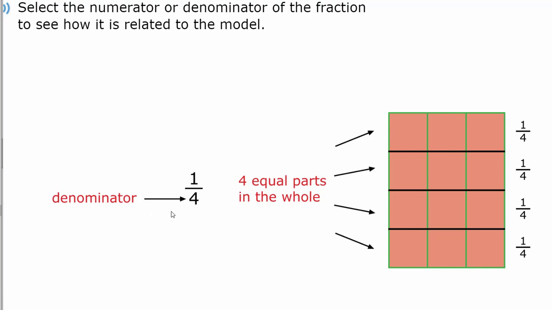Okay, my heroes, the denominator represents the number down here in the fraction. This is the total number of parts that we have. The total number of parts: we have 4 equal parts in the whole. And what do we mean by whole? Whole is the whole thing, all of it. We divide it into 4 parts. So 4 is the denominator.